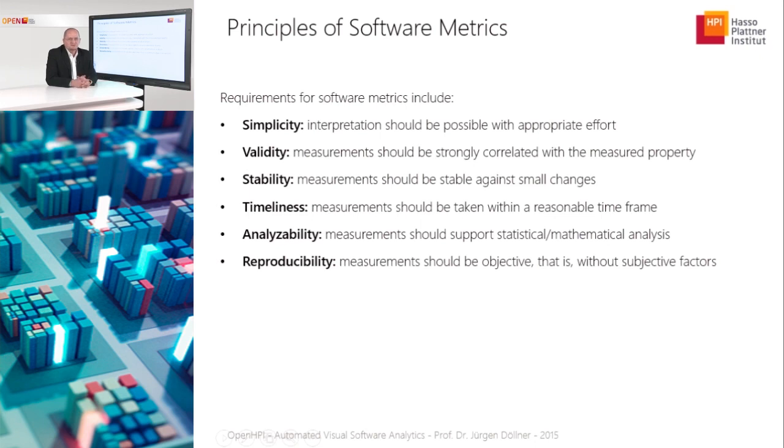And finally, it should be reproducible. That means measurement should be objective, without being impacted by a subjective perspective, maybe a subjective evaluation of a developer or manager. These are general requirements for software metrics, and most software quality metrics fulfill more or less these requirements. They are implemented as algorithms and they typically operate in an automated way.